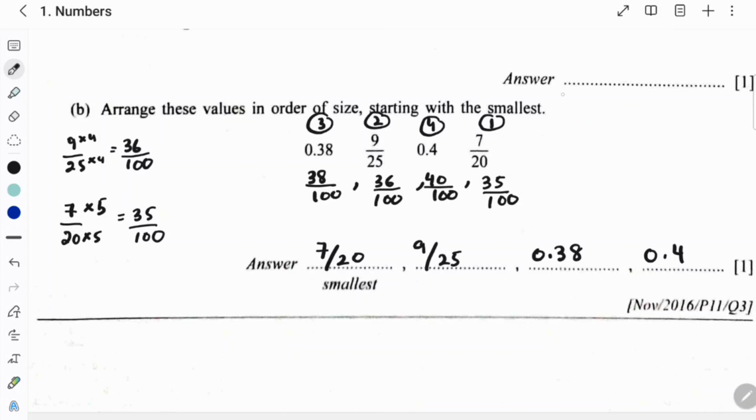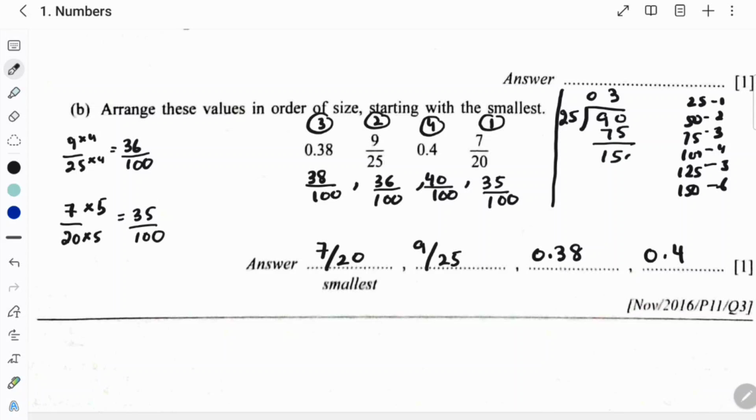For the same question, if you don't remember, I can do it like this: 9 over 25 and 7 over 20. It's an easy question, though it takes time if you do it like that. 9 over 25, I'm just doing it quickly: 25 times 1 is 25, 2 times is 50, 3 times is 75, 4 times is 100, 5 times is 125, and 6 times is 150. Put a 0 over there, 3 is 75, 15 remaining. Put a 0 over there, and 6 times is 150. It is becoming 0.36, so 9 over 25 is 0.36, then 0.4, and then 7 over 20.